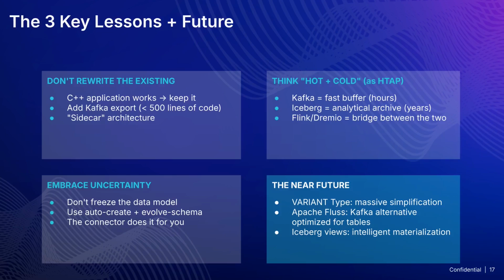Lesson 2. Embrace schema uncertainty. Don't try to freeze your data model. It will evolve, that's certain. Use Apache Iceberg's auto-creation and schema evolution capabilities. The connector is smarter than you. Let it work.